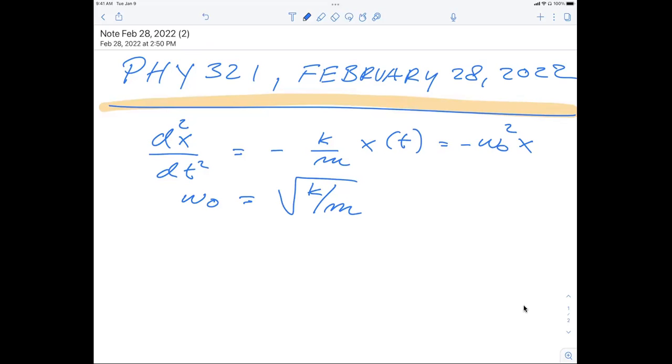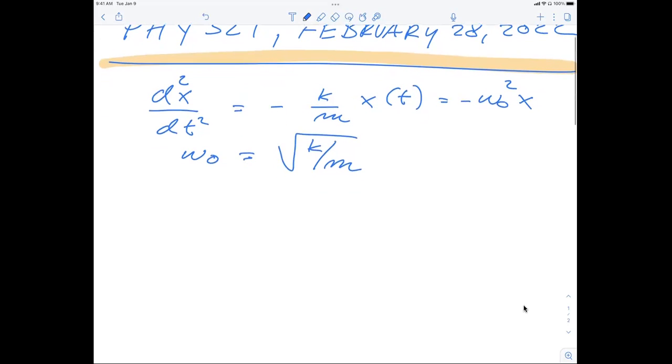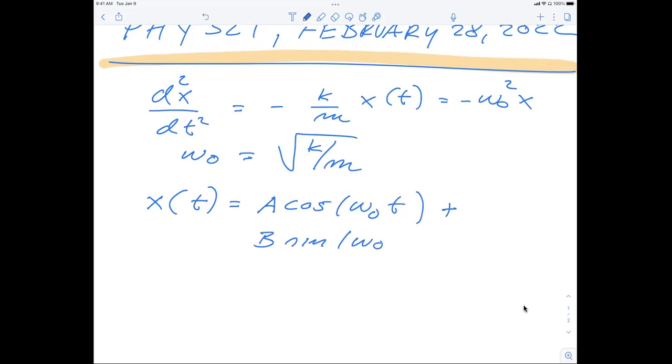So let's also remind ourselves about the solution. The solution is given in terms of t, and then we have an A, which is a constant, defined by the initial conditions, and then we have a plus a B. This is the general solution, x of t.